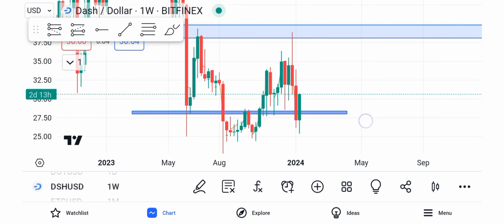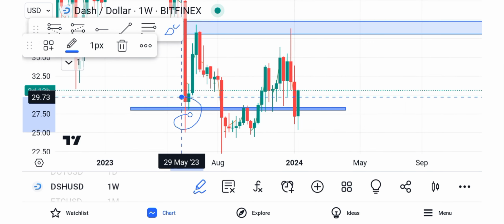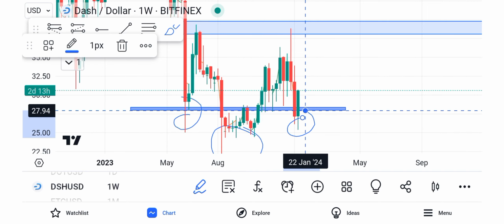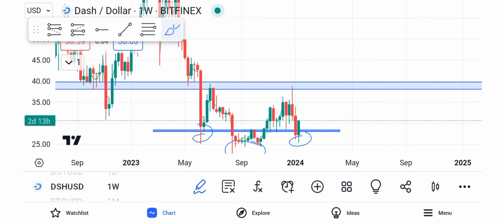This is already looking like an inverse head and shoulder pattern. Left shoulder, the head, and then right shoulder. So where are we going to call our neckline? Bam, this place.